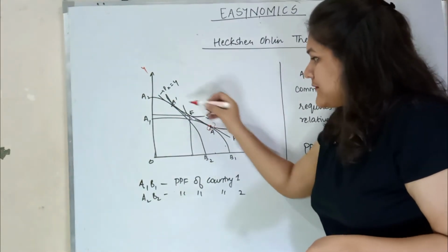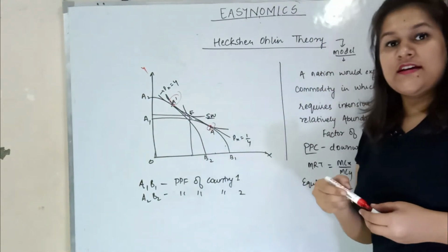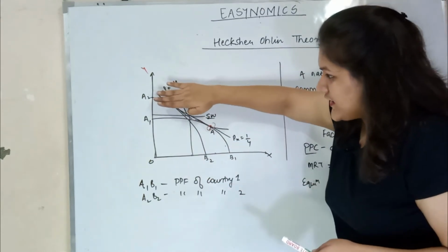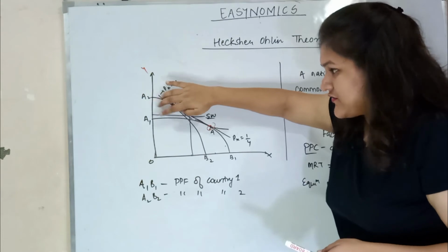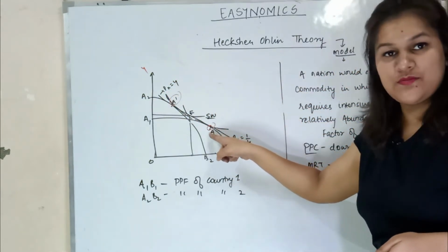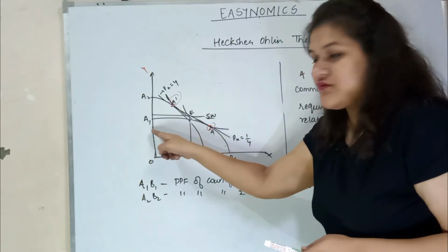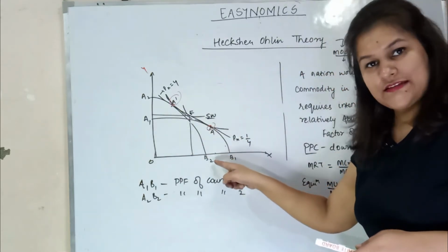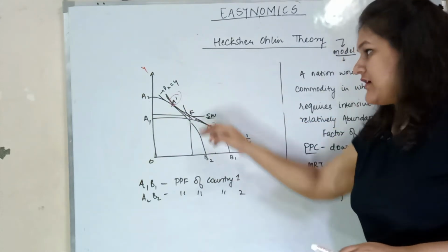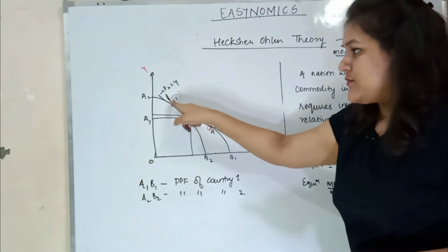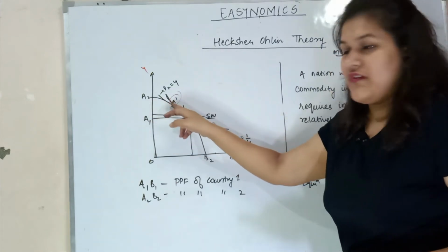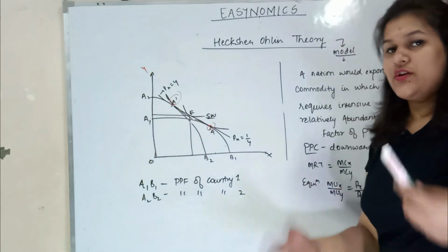Now the point A and A dash. These are two points without trade. If I forget about the PPF of the second country, then this is the PPF of country 1. Without trade, the country was producing at this point and consuming this much of good Y and this much of good X, producing and consuming the same. Now if I forget about the country 1 PPF, then country 2 was producing at A dash without trade, consuming this much of Y and this much of X, and producing the same.